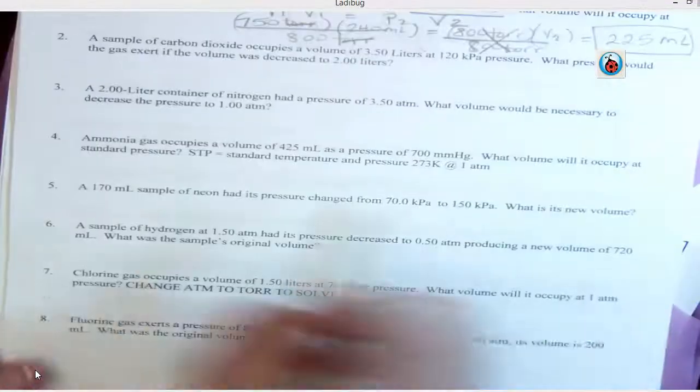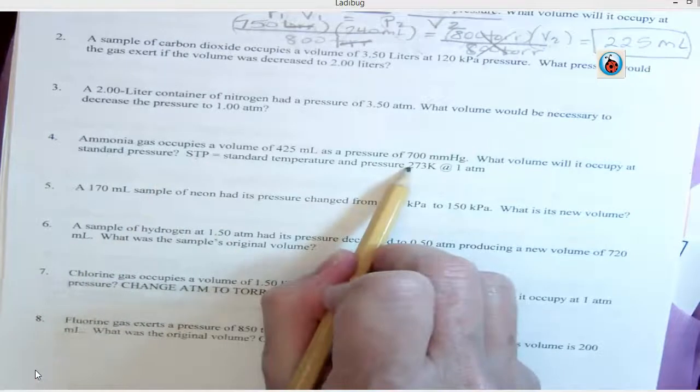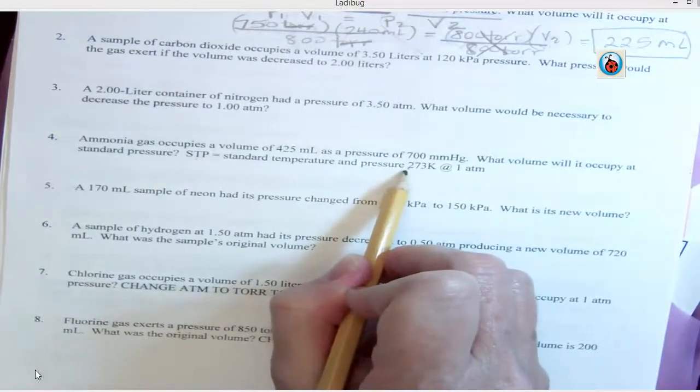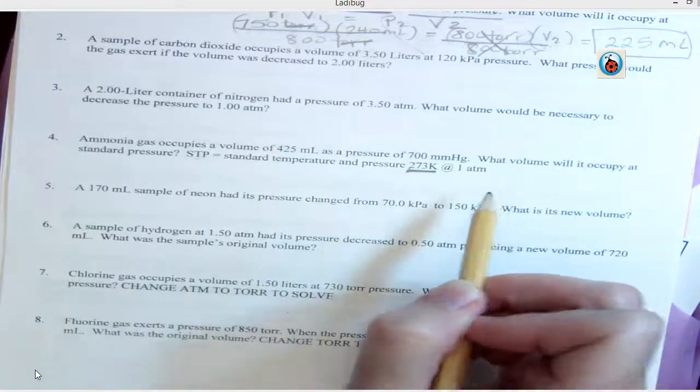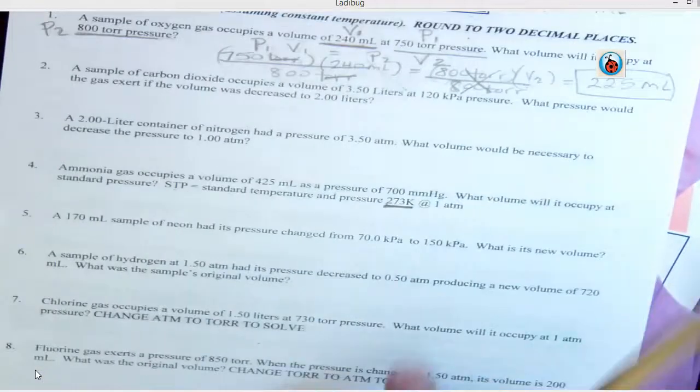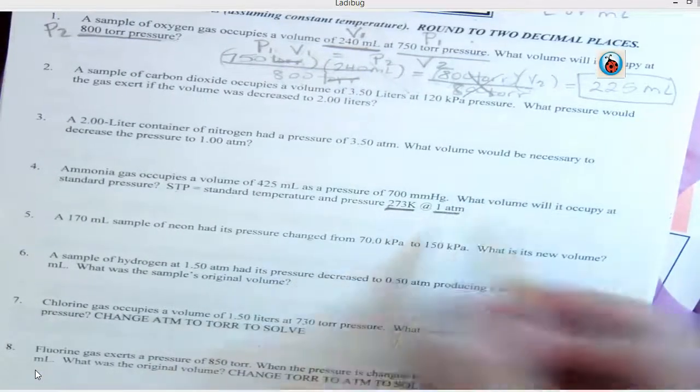Okay, number 4, let's look at it. It says that this is at standard temperature and pressure. Remember, standard temperature is 273 Kelvin. Okay, do we need temperature to solve Boyle's Law? No, there's no temperatures here, so we don't need that. But what will we need? We're going to need this pressure.